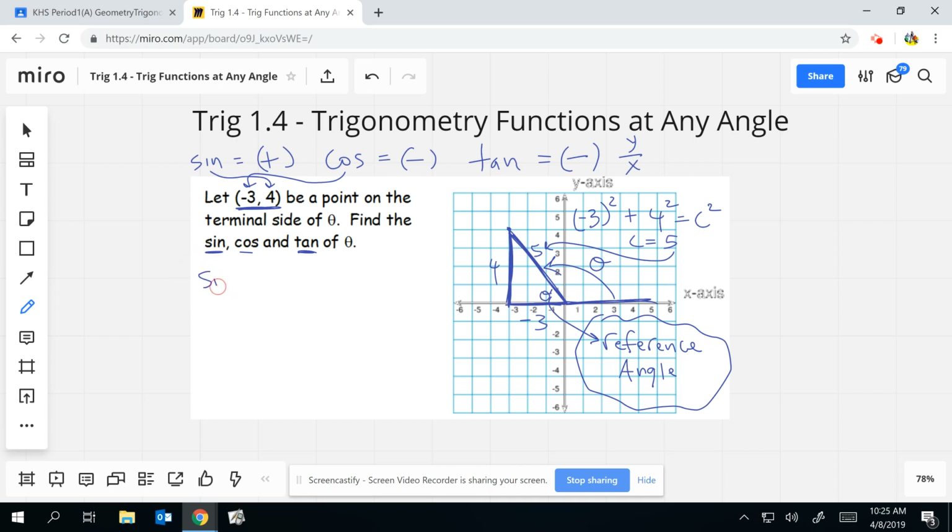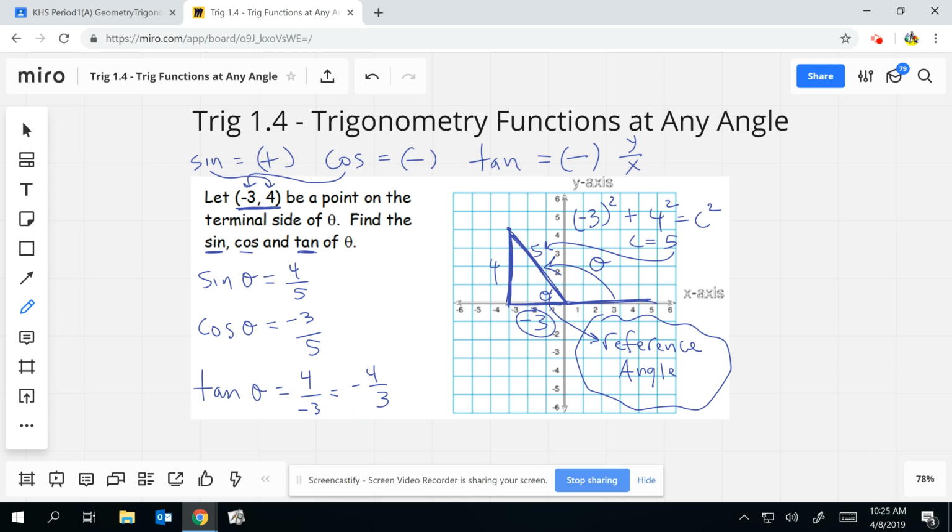Now I know my sine of theta. Opposite is a 4, and hypotenuse is 5. It's going to be 4/5. My cosine, this is where it gets tricky. The cosine is the bottom number. It's the adjacent, but it's a negative. Cosine is negative 3 over 5. Cosine in quadrant 2 is negative. Your tangent of theta is your opposite 4 over your adjacent negative 3. So your tangent is negative 4/3.